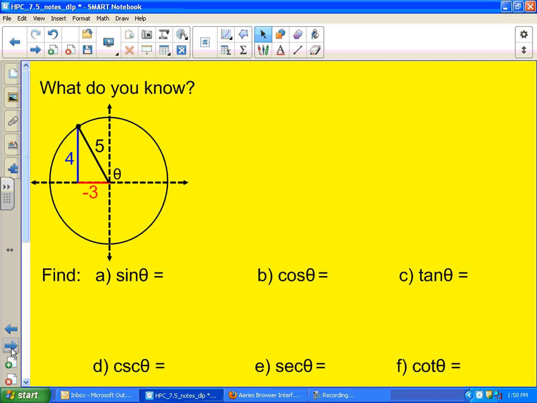What do I need you to know from this? How do we get the other trig functions? That's probably the biggest part of this section, is how do we get the other trig functions?